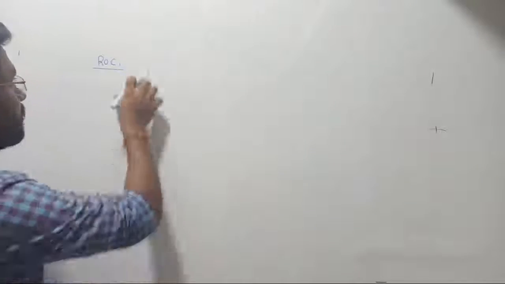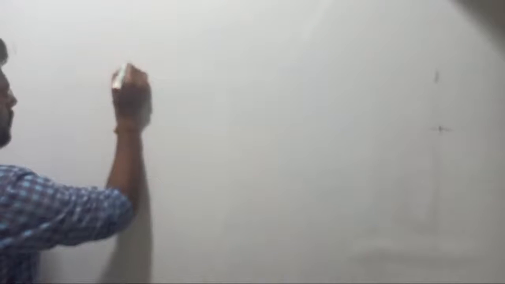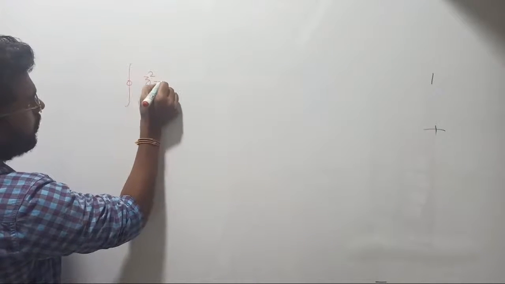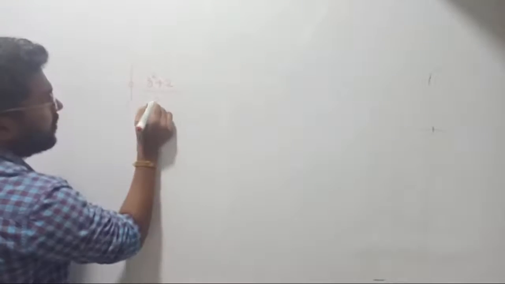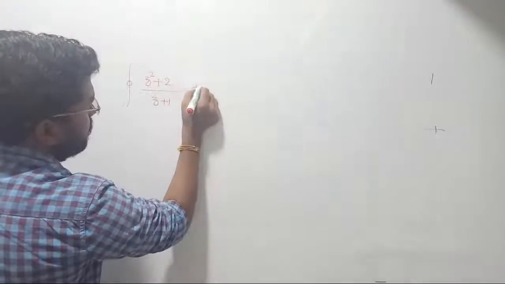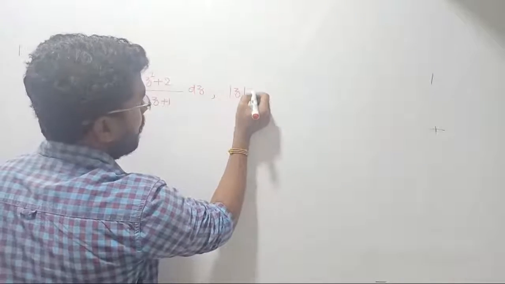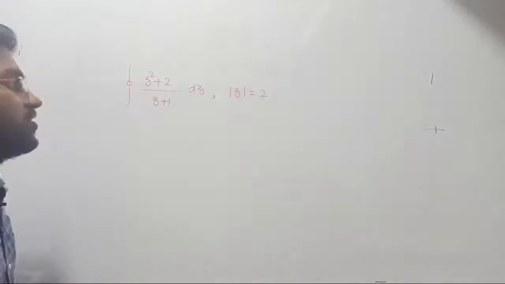Fine. So, region of convergence. Let us rub these things. Let me take some other example. What shall we do now? Let us take an example. A function is given like this: z square plus 2 in the numerator, whereas in the denominator they said z plus 1, into dz. A function is defined, and its region of convergence is defined as mod z equal to 2.